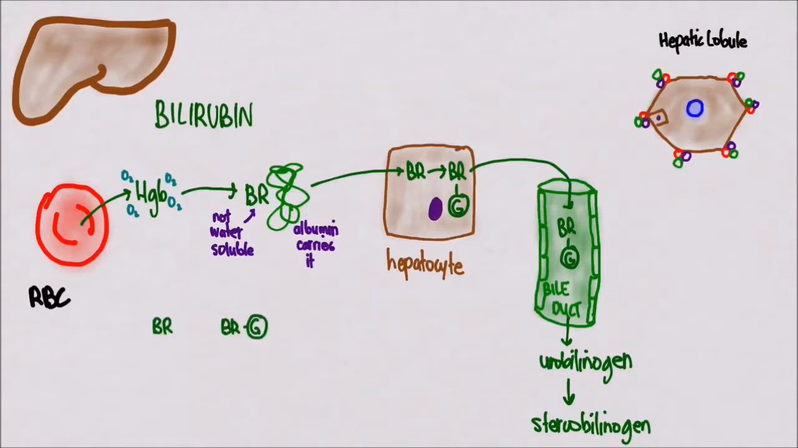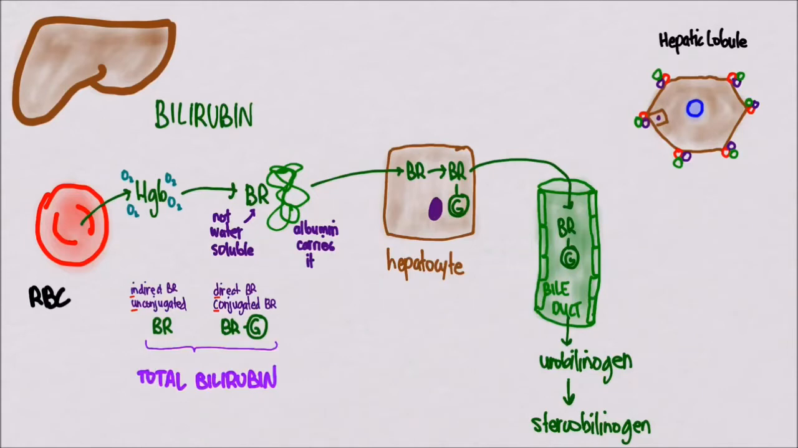So now let's go over some names of this stuff. So the one with the G group on it is called conjugated bilirubin, and the one without the G is the unconjugated bilirubin, obviously. Another name for these is direct and indirect. And the way I remember this is both of these start with a consonant and both of these start with a vowel, and so they're the same thing. And all of this together is called the total bilirubin.